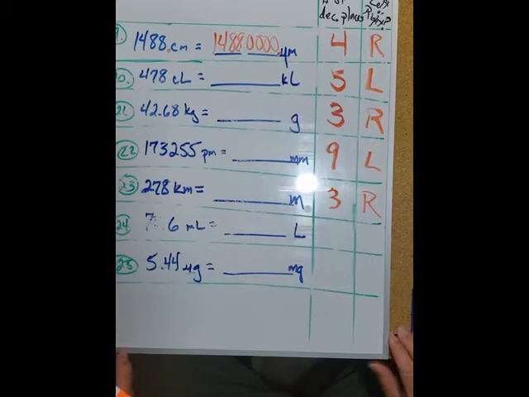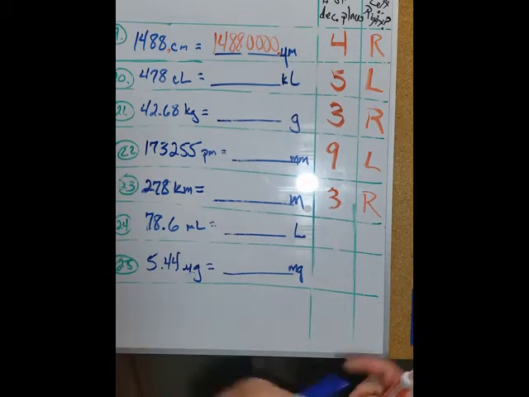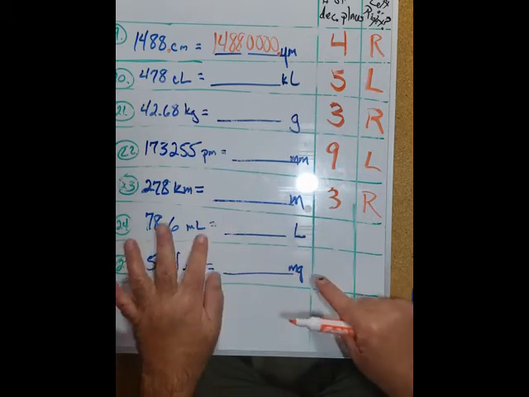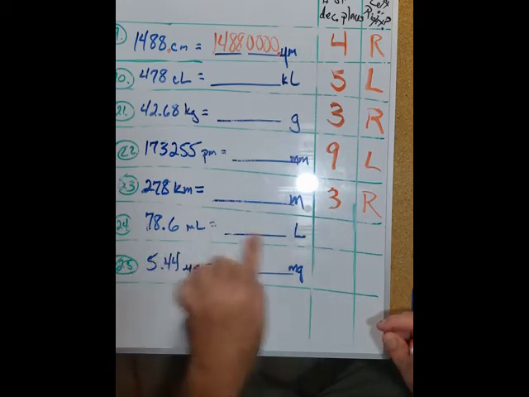All right. Now the next one, number 24, was 78.6 milliliters to just liters. Again, this is just the base unit. Liters is volume. So we're going liters to liters, but this is a milliliter, and this is just a plain liter. Milli to base unit.